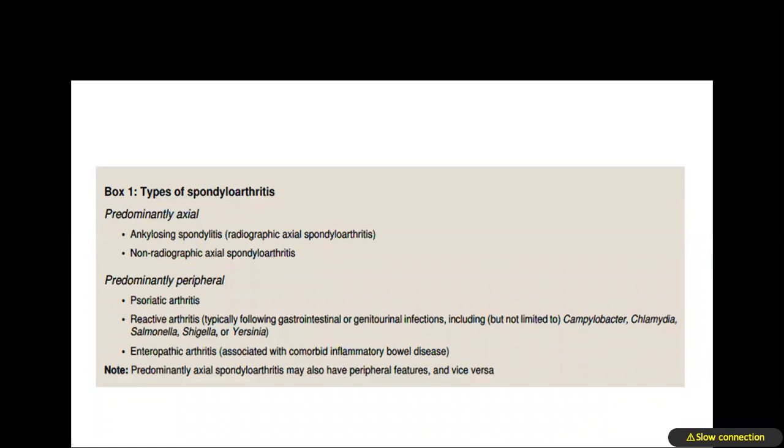So there is axial spondyloarthritis, which affects the cervical, dorsal, lumbar, and sacroiliac joints, and also the peripheral arthritis, which affects the knees, the ankles, the hips, the wrists, and so on, right? So you have the different types of arthritis, and you have the different patterns of spondyloarthritis joint affection, which is what I have put here in box 1.